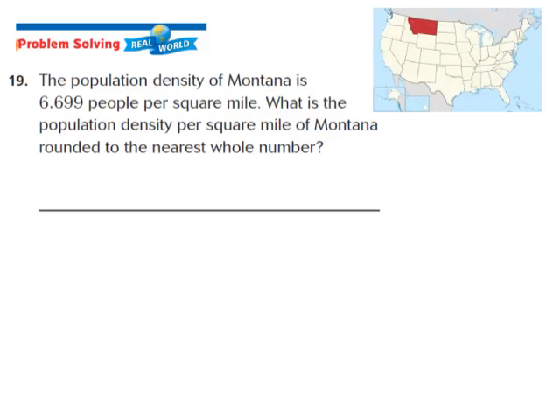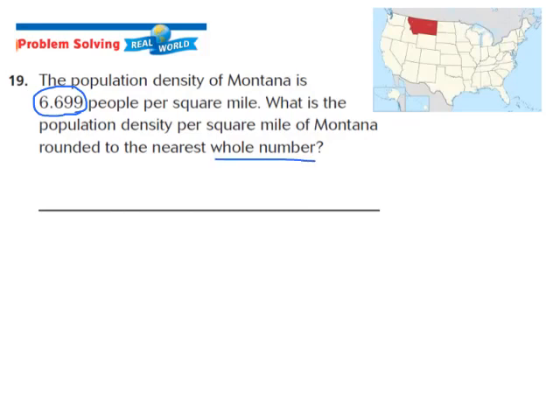Now, let's take a look at question number 19. It's one of our real-world problem-solving questions, and number 19 says, the population density of Montana is 6 and 699 thousandths people per square mile. What is the population density per square mile of Montana rounded to the nearest whole number? So what I know is this. I know that the population density is 6 and 699 thousandths, and they want me to round that number to the nearest whole number.